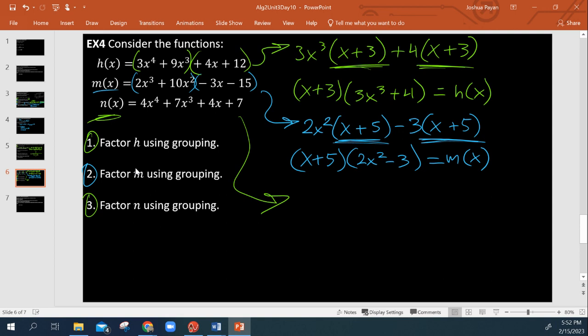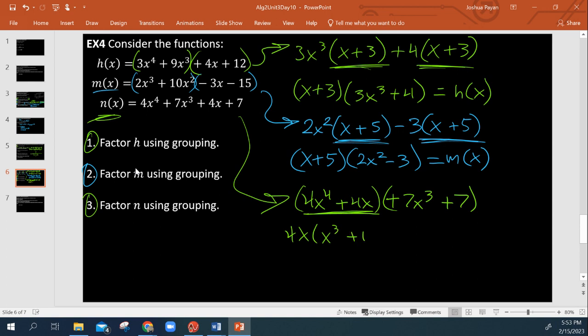Okay, so I'm going to rearrange. I'm going to put the 4's together. So 4x to the 4th plus 4x. And then I'm going to put the plus 7x to the 3rd, put the 7's together, right? And this may work out nicely. I don't know. Let's see. So I'm going to factor out 4x from here. That's going to leave me with x to the 3rd plus 1. And then here, I'm going to factor out just a plus 7. That's going to leave me with x to the 3rd plus 1.